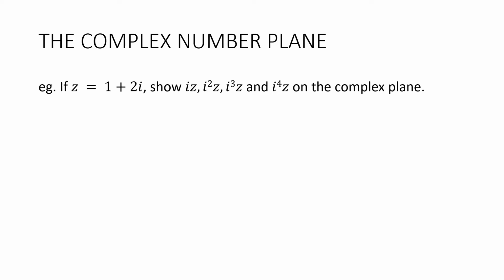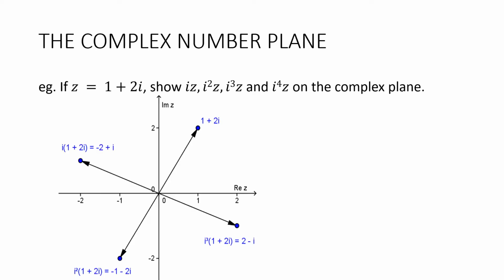Okay, here's an important example. If z is equal to 1 plus 2i, show iz, i squared z, i cubed z, and i to the power of 4 z on the complex plane. So here they are. Let's have a look at them. Here's z, 1 plus 2i.